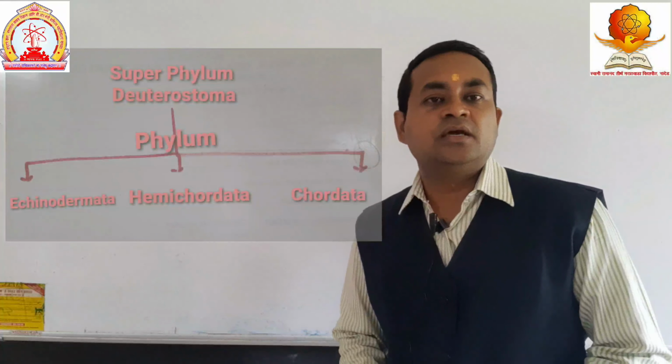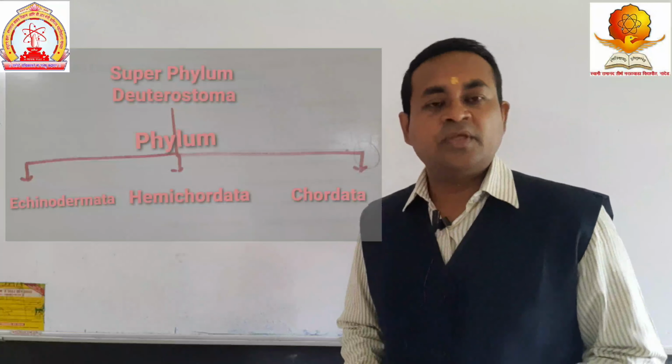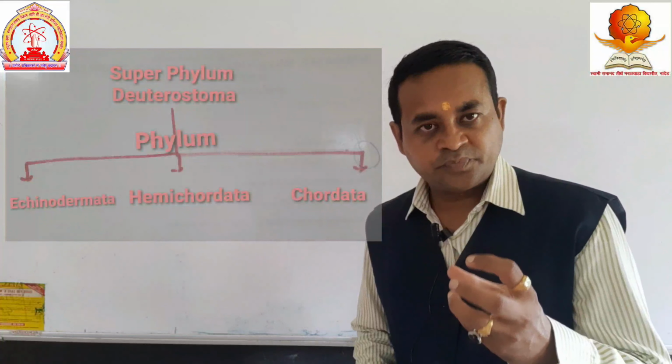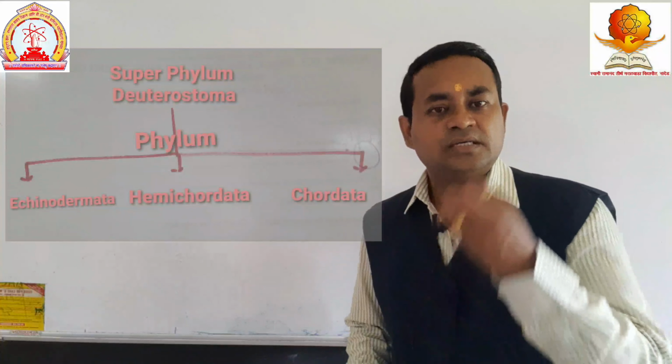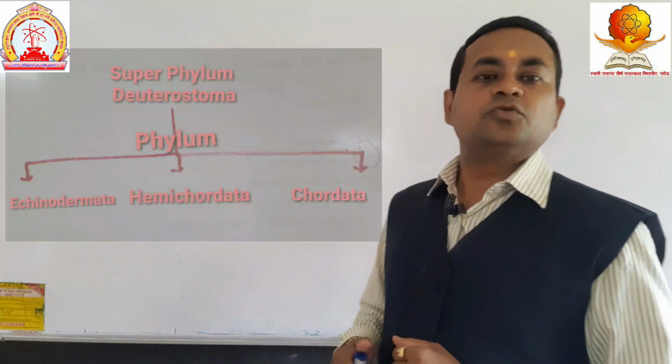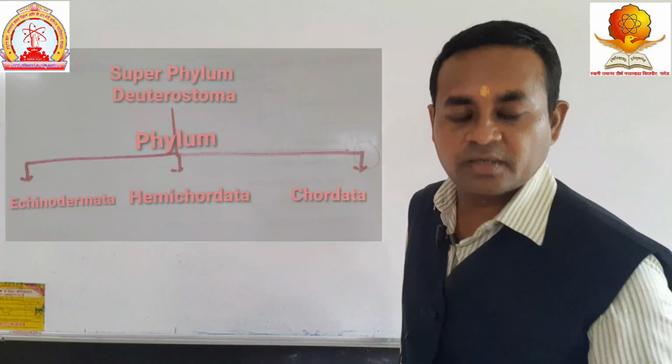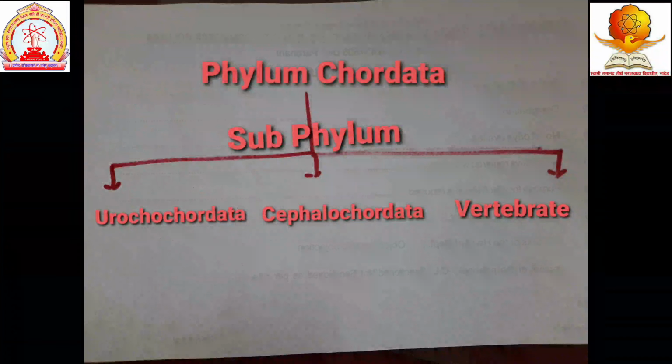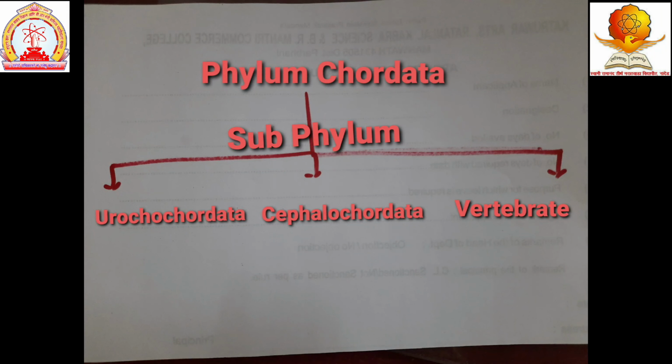Third one is the superphylum we call the Chordata. These Chordata have a true chordate feature, meaning a notochord is present in that chordate animal. The phylum Chordata again divides into three subphyla: Urochordata, Cephalochordata and Vertebrata. These are the three subphyla.